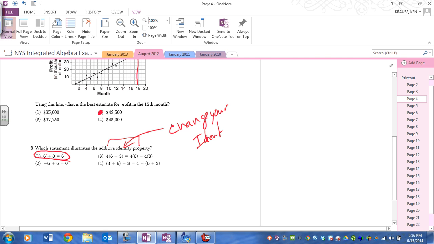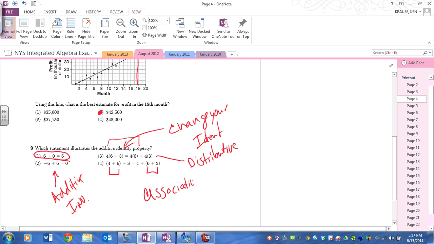You're not changing it. You're taking 6 and adding the identity property of addition, and you're still getting 6. This would be additive inverse. This one here, obviously, I hope you see this as the distributive property. And let's see, 4 and 6 are in the parentheses, now 6 and 3 are in the parentheses, so the groupings change, and this is the associative property.